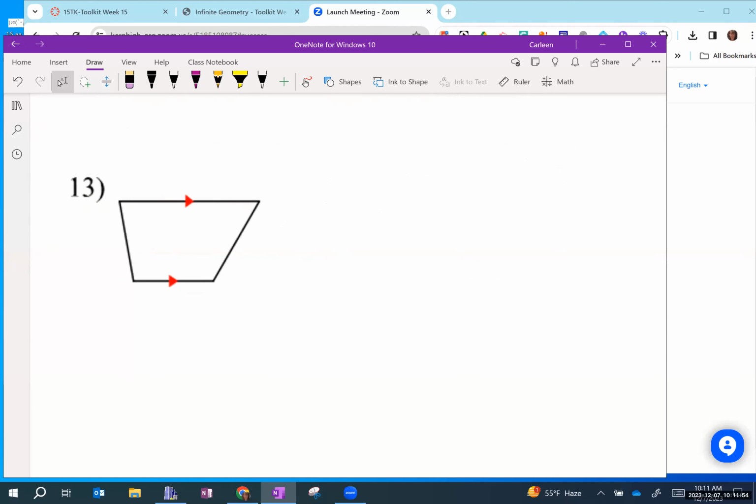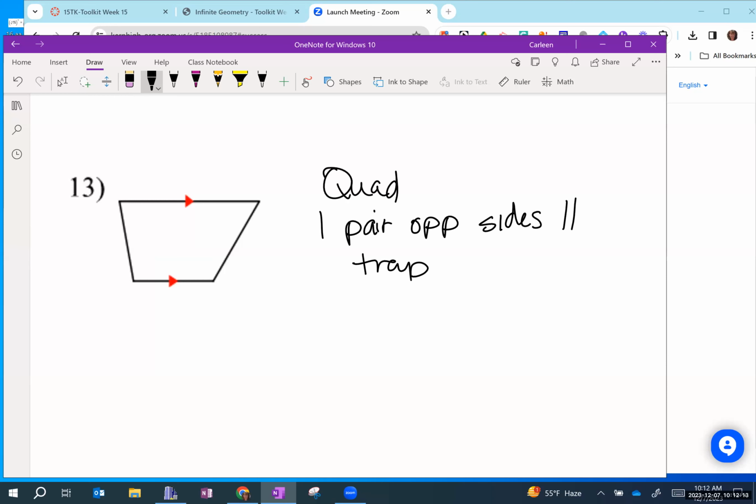Okay, how about this one? I have a quadrilateral and I have 1 pair of opposite sides parallel. Ding, ding, ding, trapezoid. Okay.